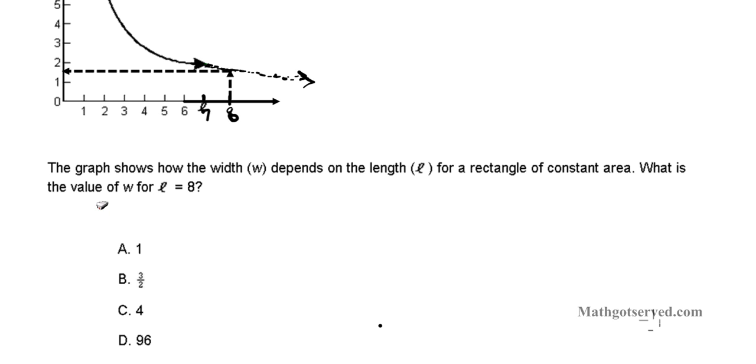So is it 1? I don't think it's going quick enough to hit 1. So let's leave that alone first. 3 over 2 is a mixed form of 1.5. That looks much better. Could it be 4? 4 is way up here. That's wrong. 4 is for 3, so it can't be 4. 96 is off the chart. Take that out. So which one is a better option?